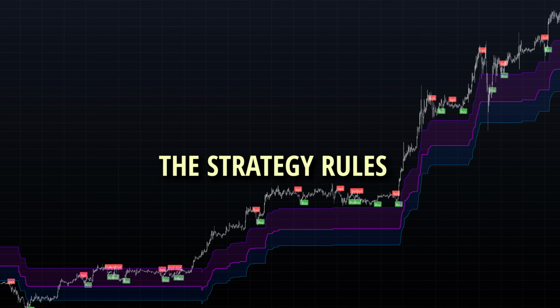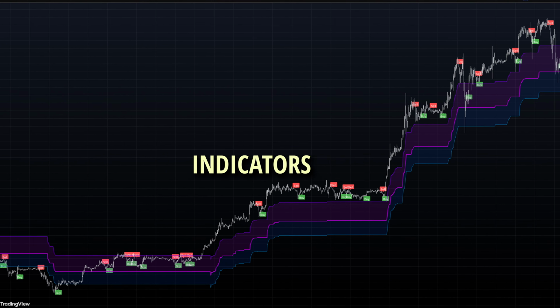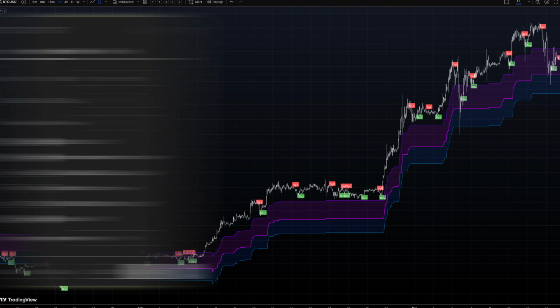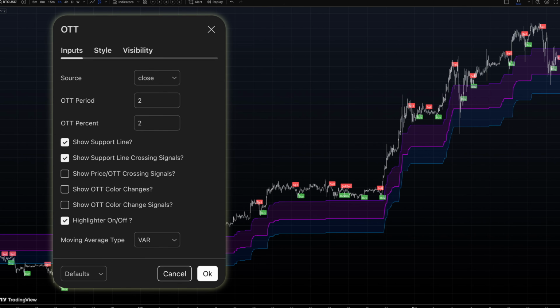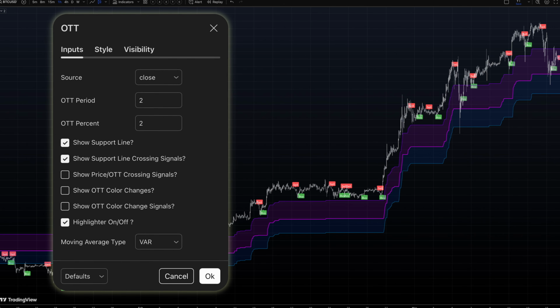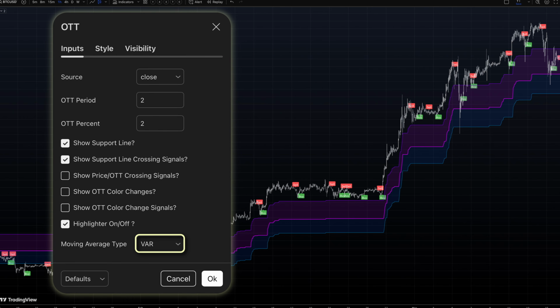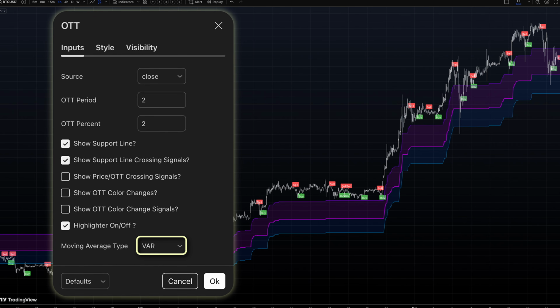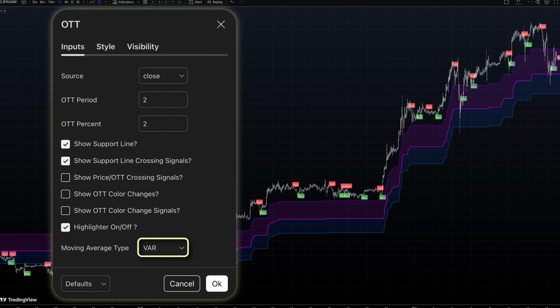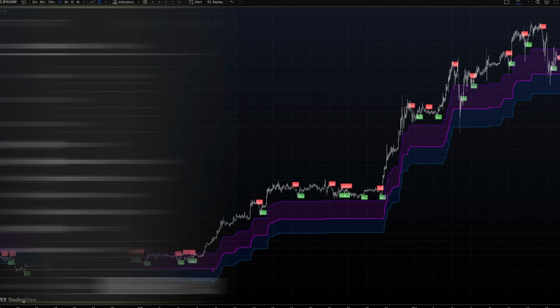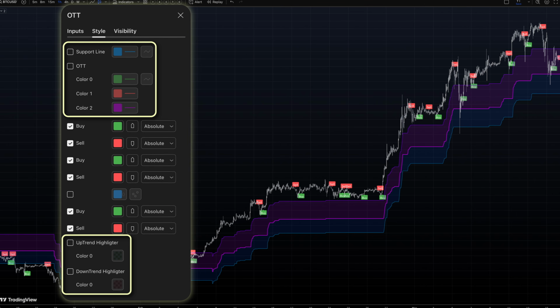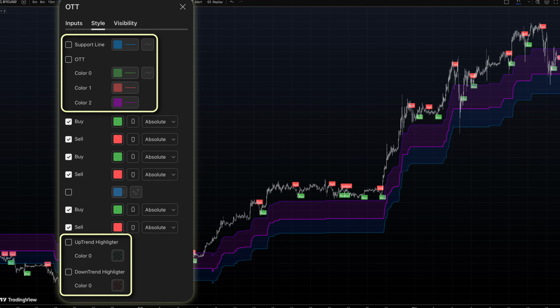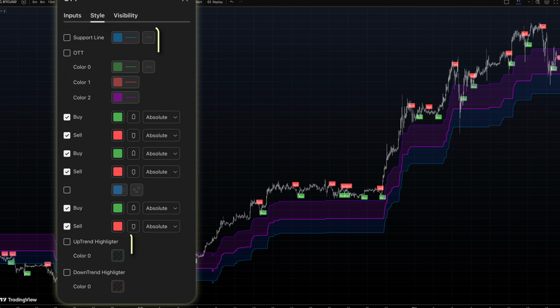Before diving into the strategy rules, let's optimize both indicators for best results. We'll start with the OTT indicator. Simply copy the settings you see on screen. I personally prefer the VAR moving average type because it displays signals more clearly on the chart, but feel free to experiment with other options. For better visual clarity, disable the lines and highlighters since we'll only need the buy and sell signals.